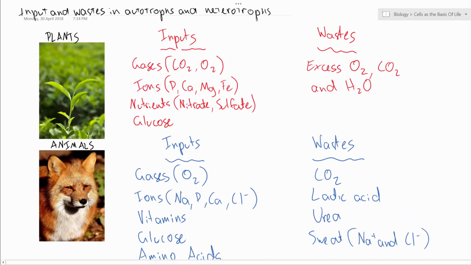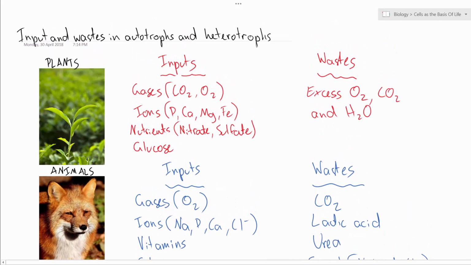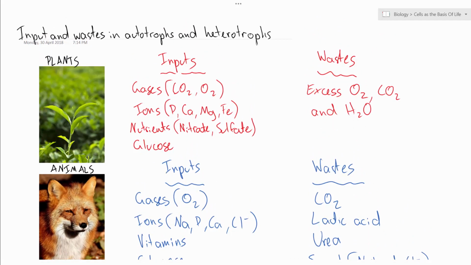So there are some of the key inputs and wastes, or input and output matter, in plants and animals: things that they require in order to function, and things that they don't require, waste that needs to be removed from their organisms in order for them to continue to function.